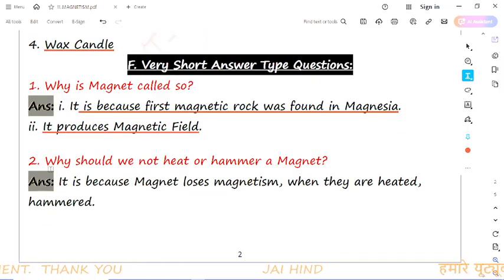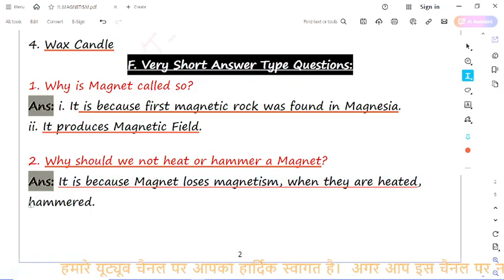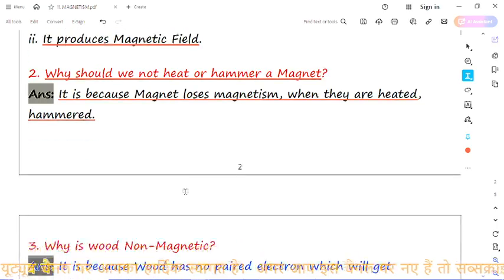So the next question is: why should we not heat or hammer a magnet? It is because it loses its magnetic property. When we heat or hammer the magnet, it would lose its magnetism property.